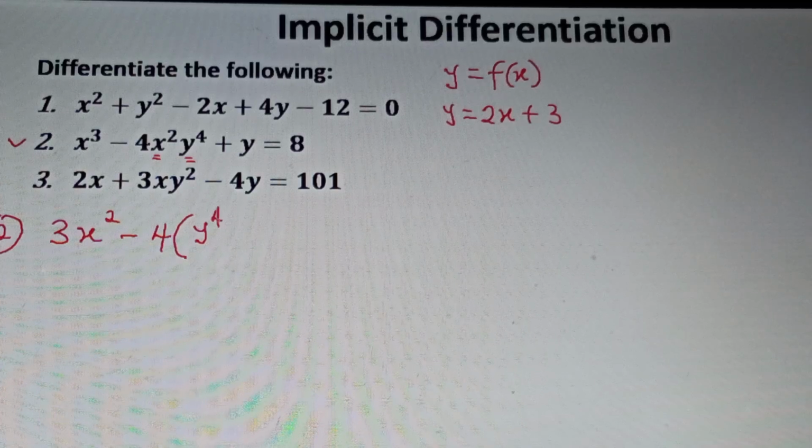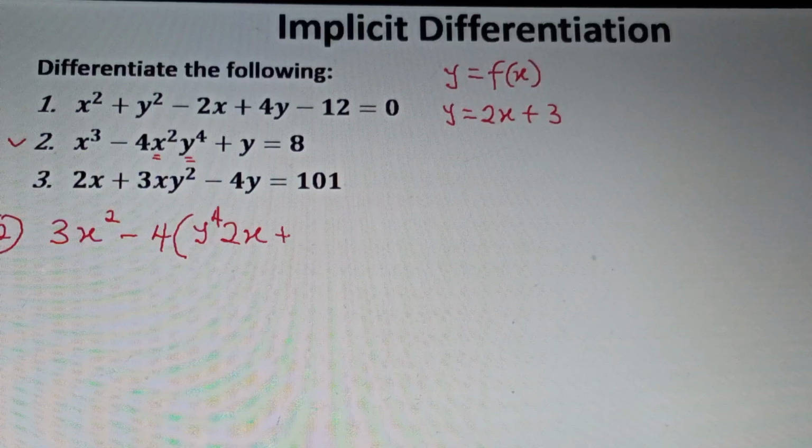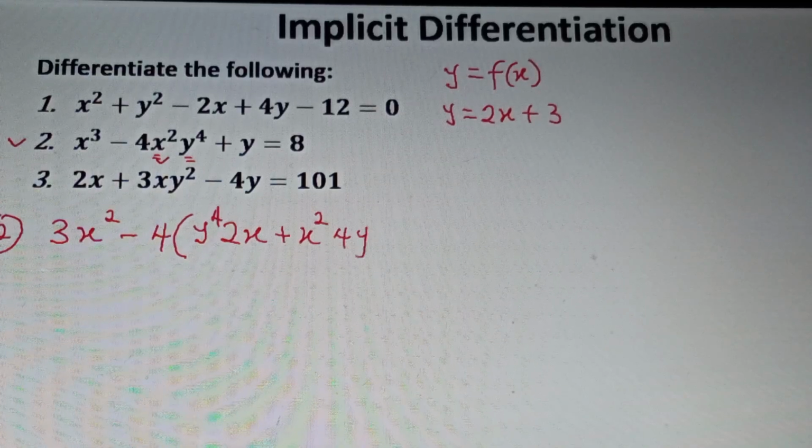So we're differentiating x squared. If we differentiate x squared, we get 2x, right? And then you put a plus sign here. Always put a plus sign there. Now you differentiate the y part. So for us to differentiate the y part, we'll first of all write the x part, which is x squared. And then the y part is y raised to the power of 4. If you differentiate y raised to the power of 4, you get 4y raised to the power of 3.